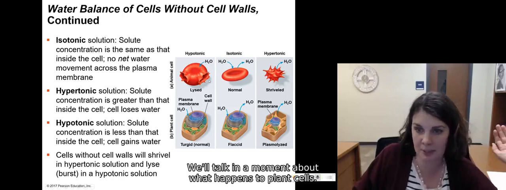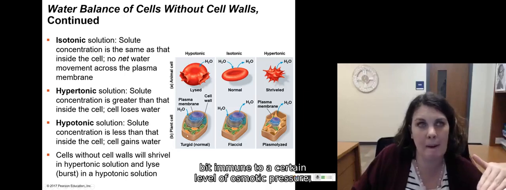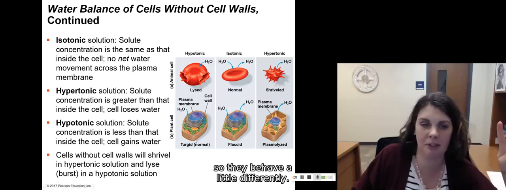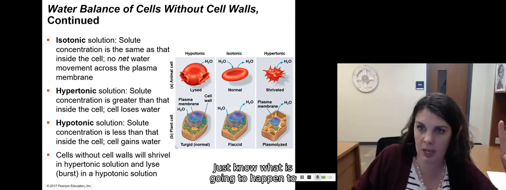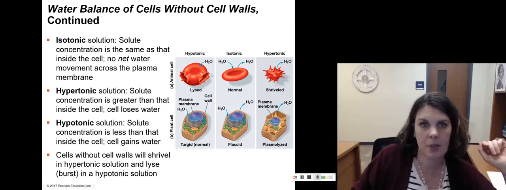Okay? We'll talk in a moment about what happens to plant cells because their cell wall actually makes them a little bit immune to a certain level of osmotic pressure, so they behave a little differently. Right now, just know what is going to happen to your red blood cells in these different environments.